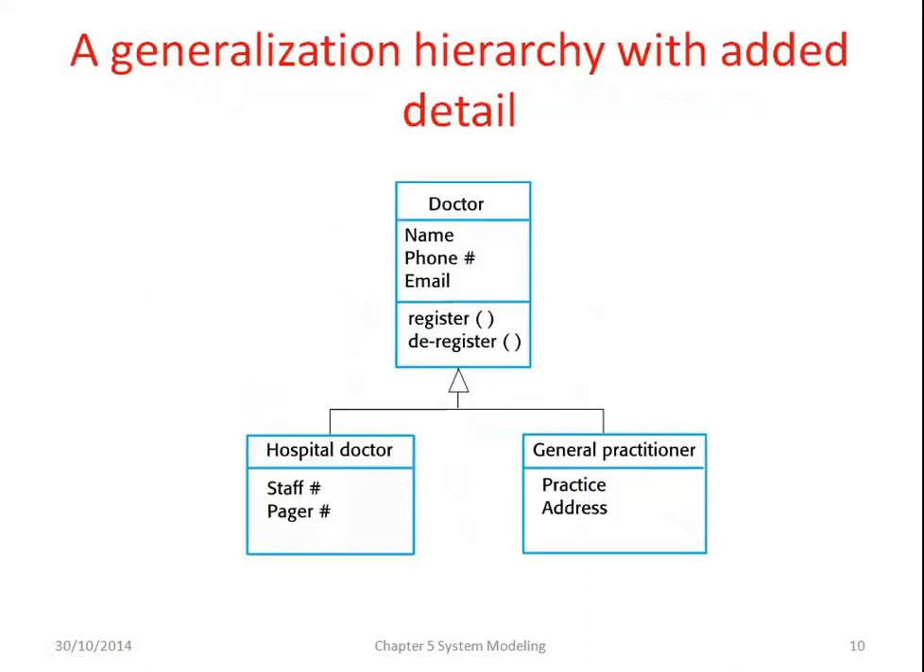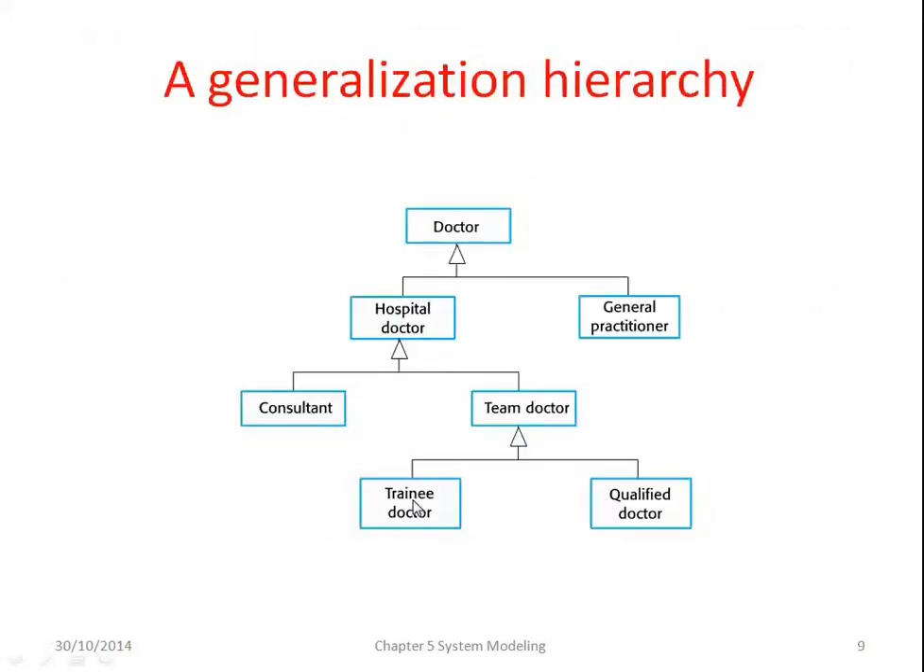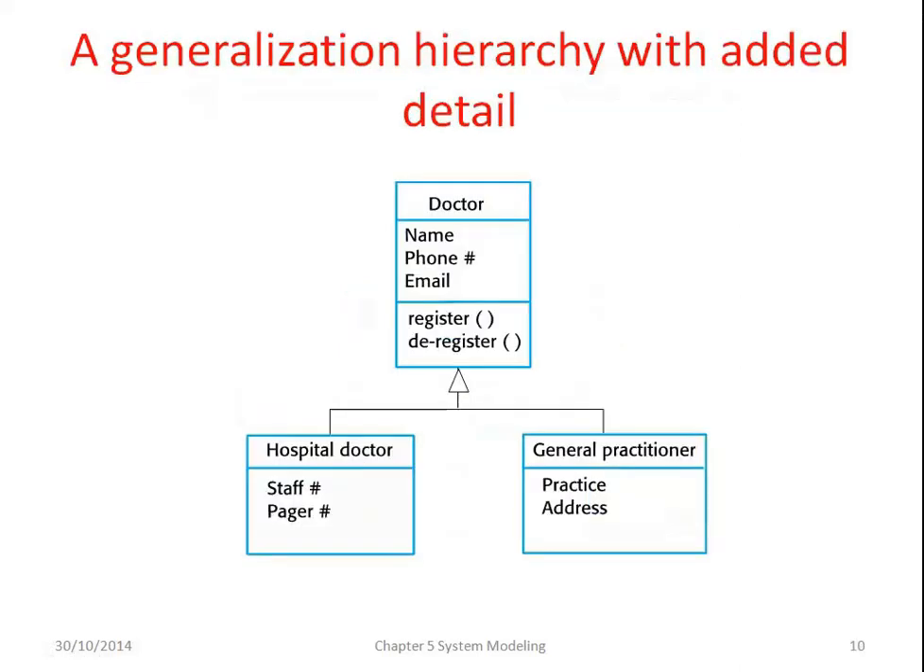And here is the generalization hierarchy with added details. See here, the doctor is the root, with hospital doctor and general practitioner below it. Here the attributes and operations are added for the doctors, and the hospital doctor and general practitioner also contain their own attributes. So this is the generalization hierarchy with some added details.